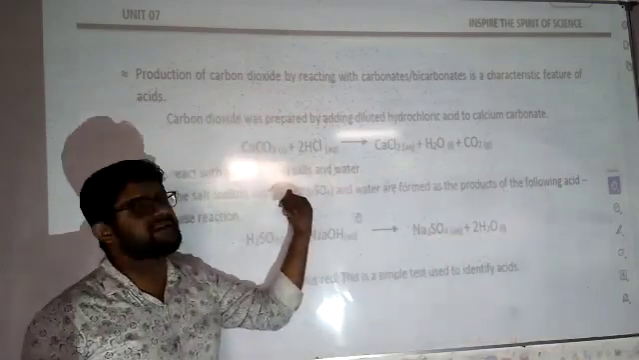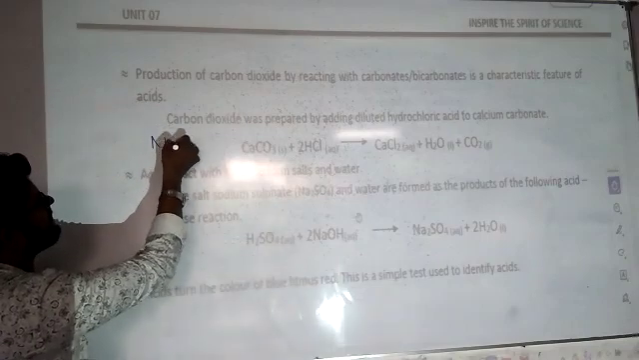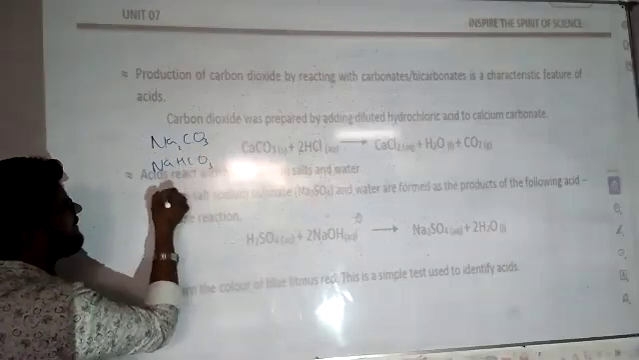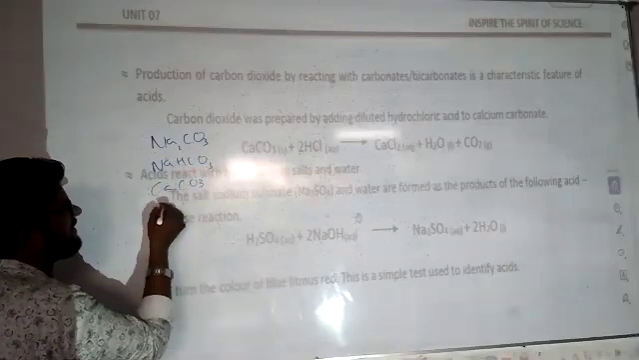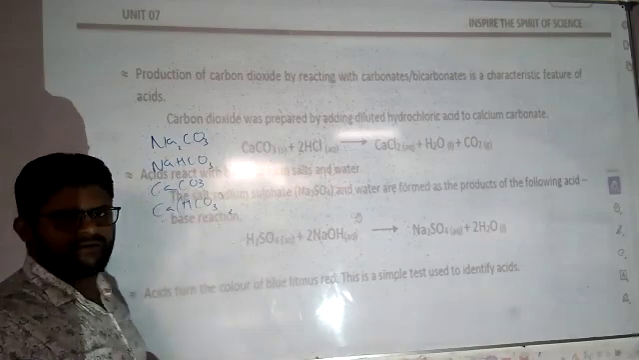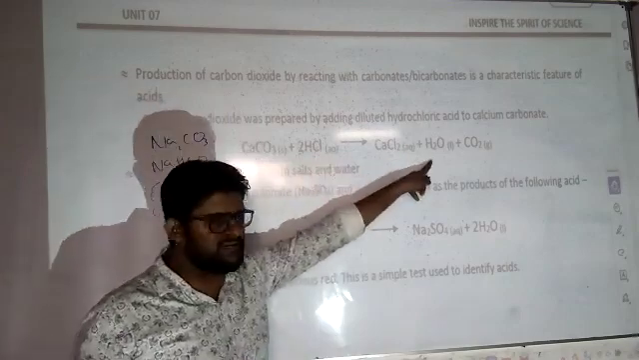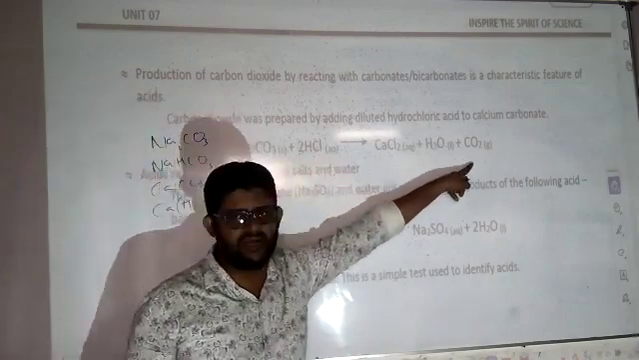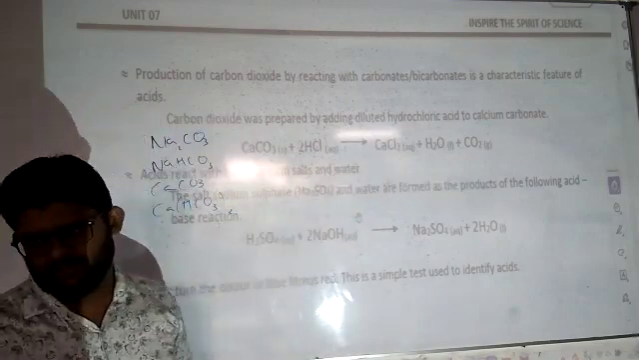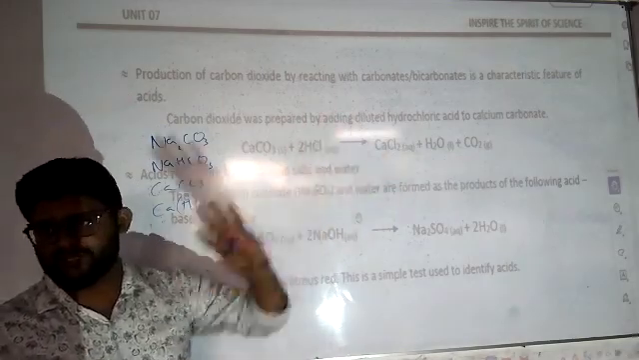But here it is a metal carbonate or a metal bicarbonate, maybe sodium carbonate or sodium bicarbonate, calcium bicarbonate. So carbonate, bicarbonate when added with an acid gives water and releases carbon dioxide, forming the metal salt. Is that clear? So this is also an equation. This comes in MCQs too.